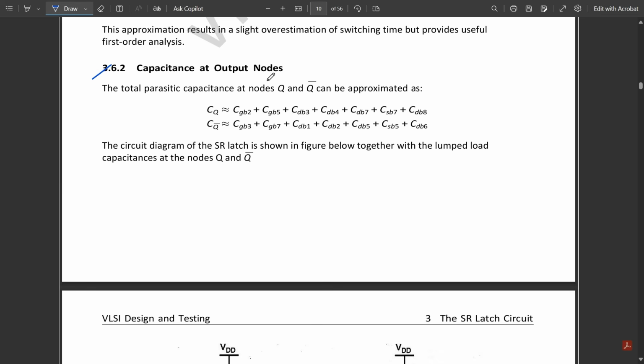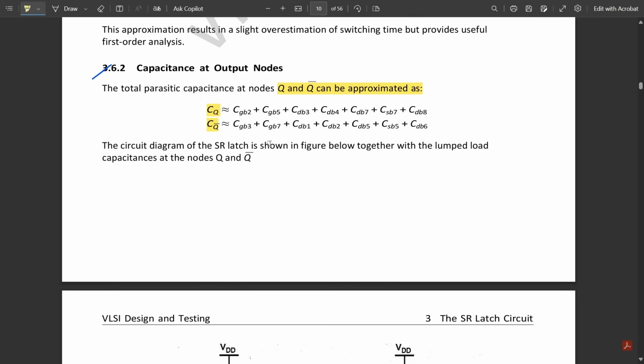The capacitance at output nodes. The total parasitic capacitance at nodes Q and Q bar are approximated as CQ and CQ bar, where it is given as CGB2 plus CGB5. So this is the equation here. This is not required because these are the gate to bulk connection equations.